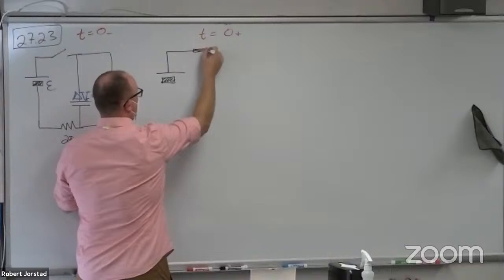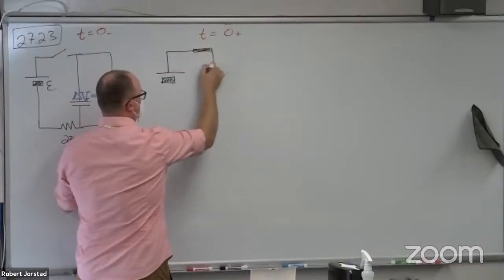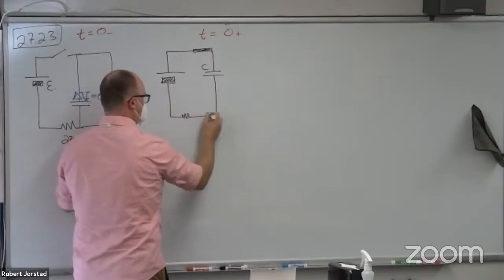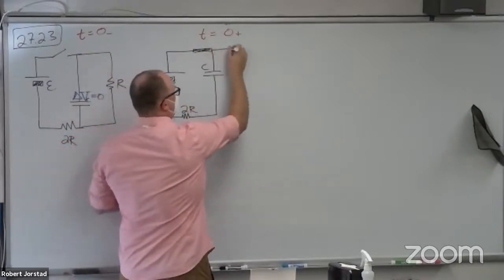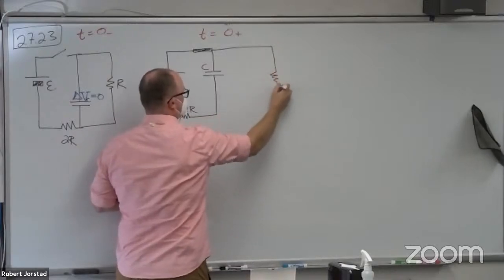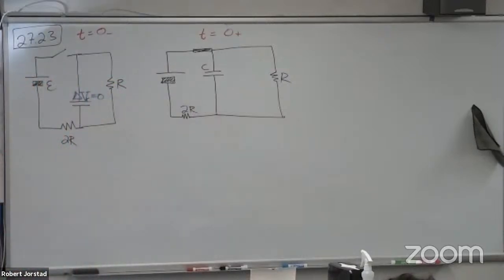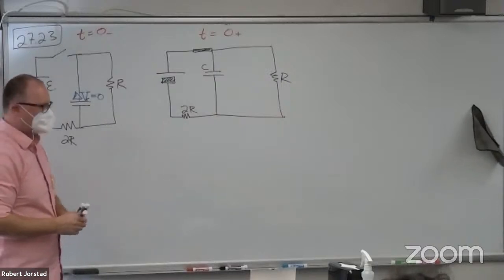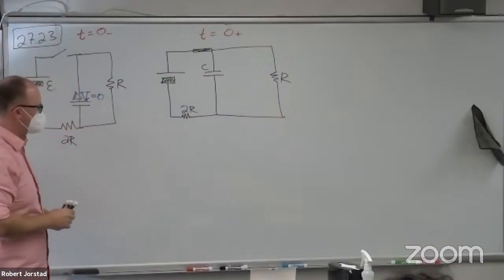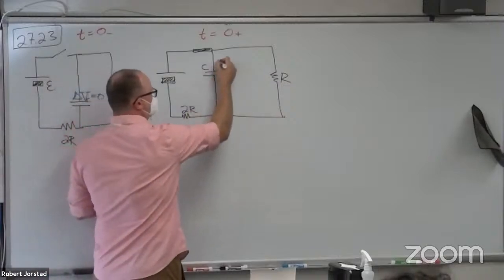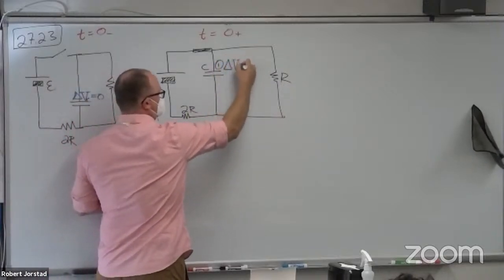Switch is closed. Still got our capacitor here. We've got 2R here, and we've got R over here. All right. Walk me through it. What's the most important thing? Where do we start? What is it? Voltage on what? On the capacitor. We always start there for capacitor transients.